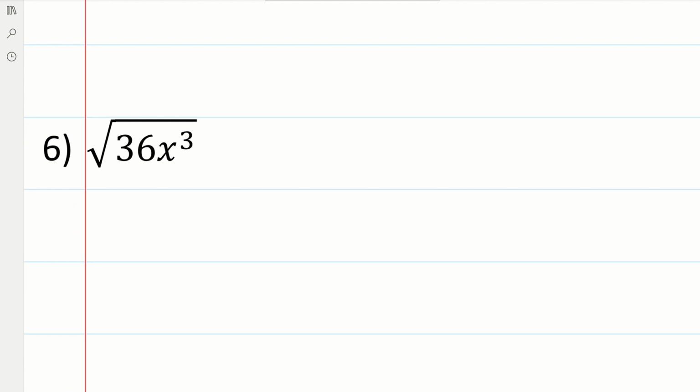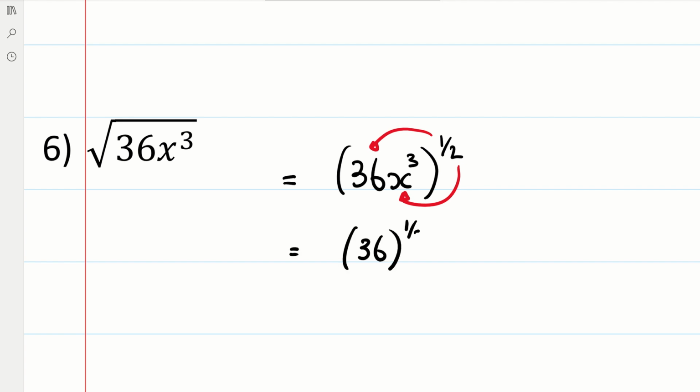And again, everything is inside the square root. So this is 36x cubed all to the power of a half, which means that you have to apply the power to both parts. 36 is to the power of a half, and x cubed is to the power of a half. The square root of 36, or 36 to the power of a half, is 6. And then those two powers are multiplied together, and you get x to the power of 3 over 2.